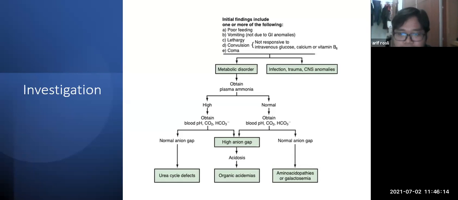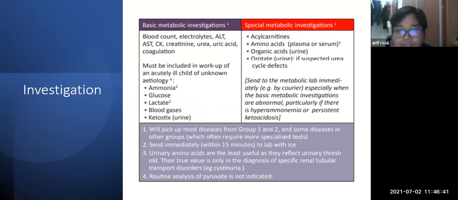So for metabolic disorder, we will try to obtain the plasma ammonia, and then from the value we will identify, based on the anion gap, which group of defect it may be arising from. Either it's urea cycle defects, organic acidemias, or aminoacidopathies. So this is the basic and special metabolic investigation for IEMs.